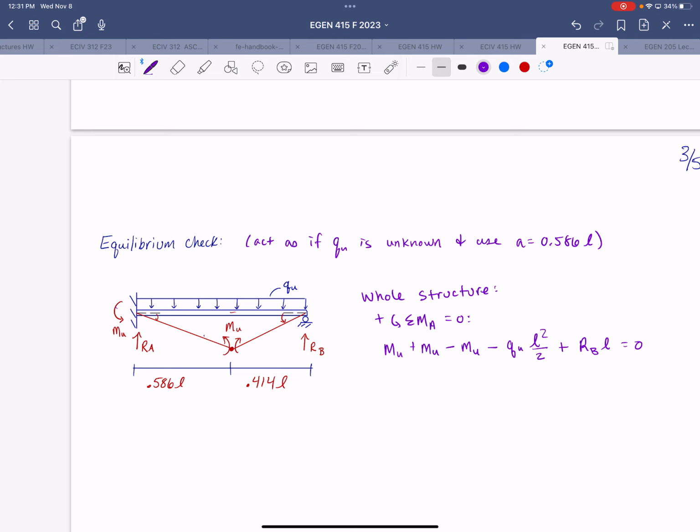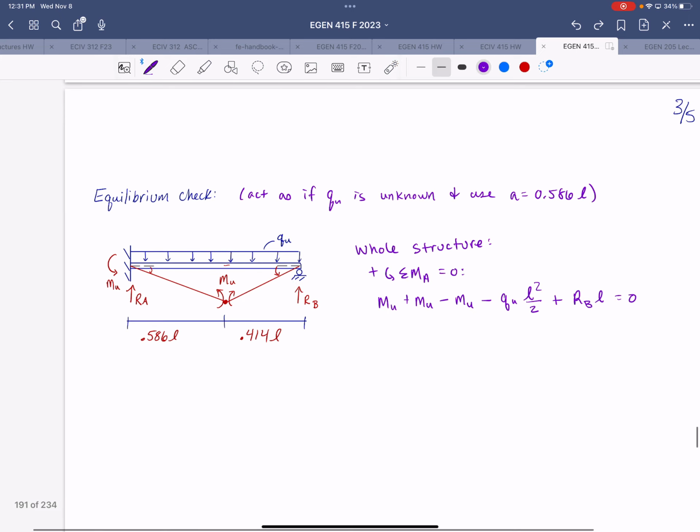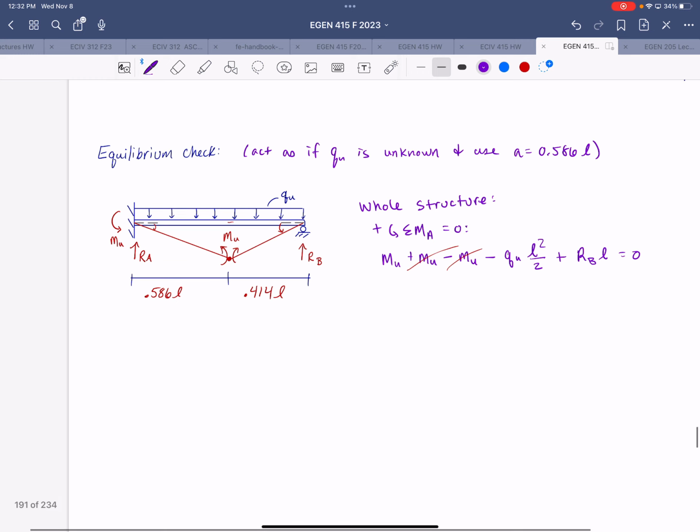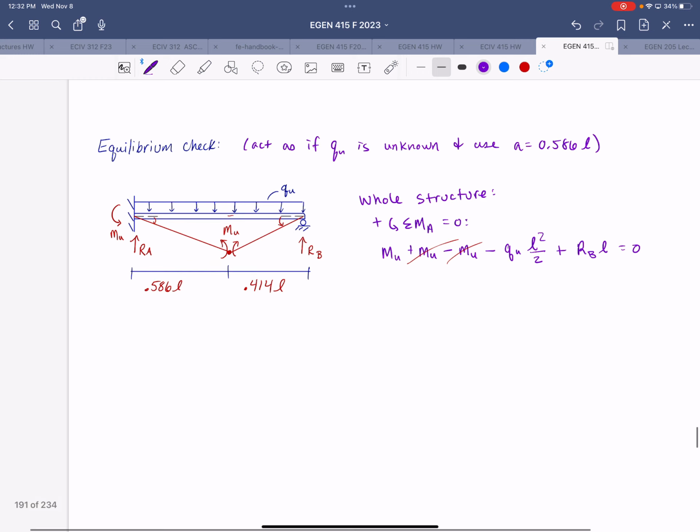So I'm just going through and counting all the Mu's within the beam, right? And then the moment caused by the distributed load and the moment caused by the reaction at B, about point A. So that's one equation that we have. We're going to need two more to get all of our reactions. We didn't solve for the reactions previously, but we'll use those reactions and solve for Qu.